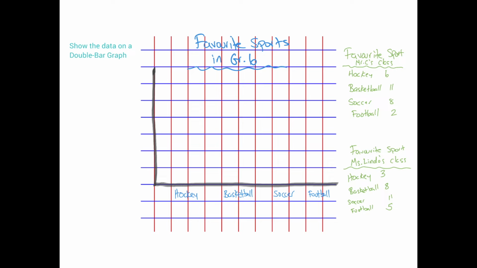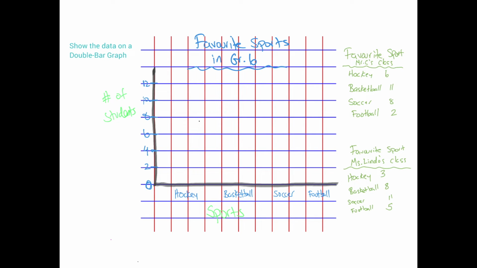The next thing I need to do is include a scale. Like the last video, the scale here is going to be the same. We're going to skip count by 2s. So there is my scale. Now it's time to put the labels. So at the bottom, we see sports are at the bottom. So sports is our label. And the label on the y-axis or the left side will be number of students.